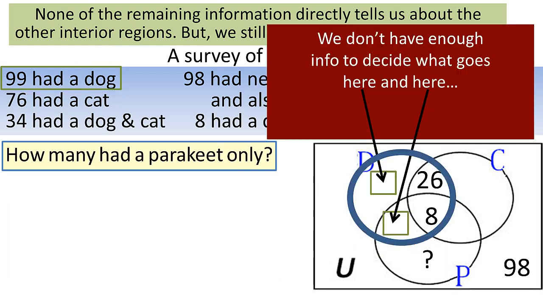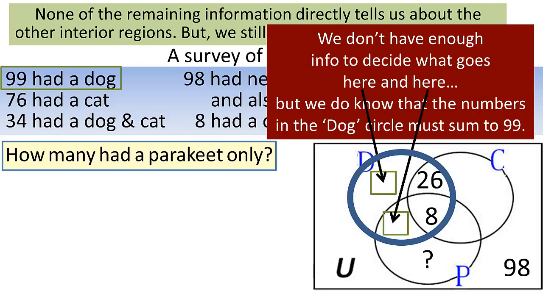I do know that 99 had a dog. In other words, inside that D circle, all those numbers have to add up to 99. But the problem is they didn't tell us enough information, so there's no way to do it. But do I really need it? Maybe not, because I'm looking for this question mark. I'm not looking for the answer in each of those little subregions anyway. I don't actually know how many, and I don't have any way to find out how many go into each of those 2 boxes. But I do know that everything in that dog circle sums to 99.